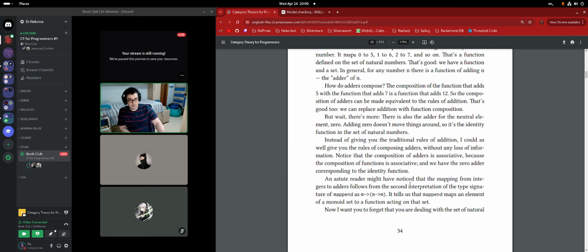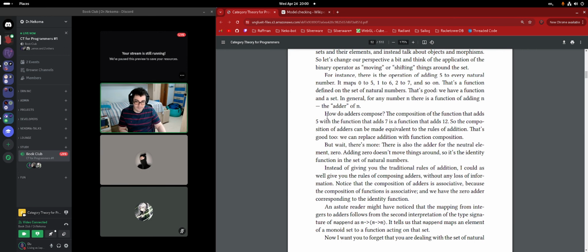And then an astute reader might have noticed that the mapping from integers to adders follows the second interpretation of the type signature. It tells us that mappend maps an element of a monoid set to a function acting on that set, right? The way that I like to think about it is that when you have an adder 5, you're basically putting the 5 here, and the 5 is, quote unquote, waiting for the other element to come, to finish the partial application. So this is basically not a partial function, but a partially applied function that waits for an element and returns the output of the first element combined with the second.